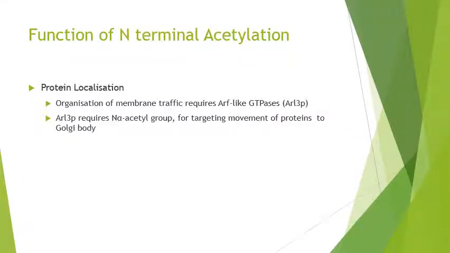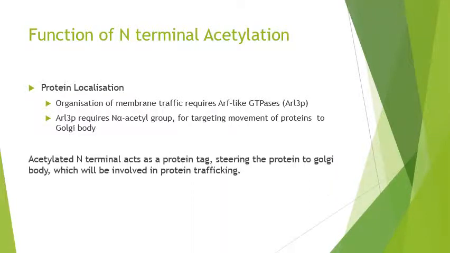One of the most studied functions of N-terminal acetylation is protein localization. What about protein localization with respect to acetylation? The organization of membrane traffic requires a GTPase, Arf-like, and this GTPase requires the N-alpha acetyl group. Therefore N-terminal acetylation plays a role in targeting the movement of proteins to the Golgi body, which is important for protein trafficking to steer your protein to the Golgi body.